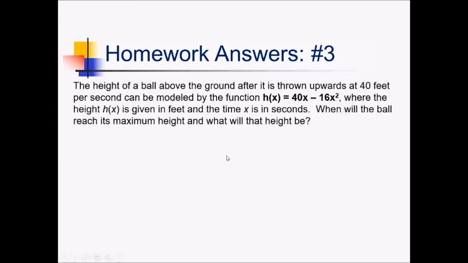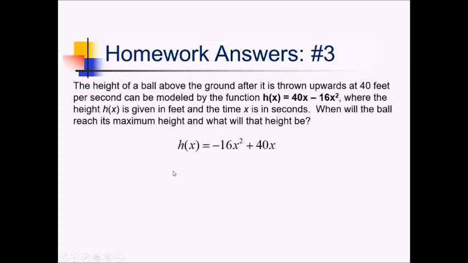For this problem, height of a ball after being thrown upwards is modeled by this function here, where h is in feet and x is in seconds. We want to know when the ball reaches its max height and what the height is. Since I'm trying to maximize a parabola, I'm going to have to look for the vertex. To find the vertex, since this is almost standard form, I can use negative b over 2a. Let me start by writing this in exact standard form, though. So negative 16x squared plus 40x, just to put that in decreasing order of exponents.